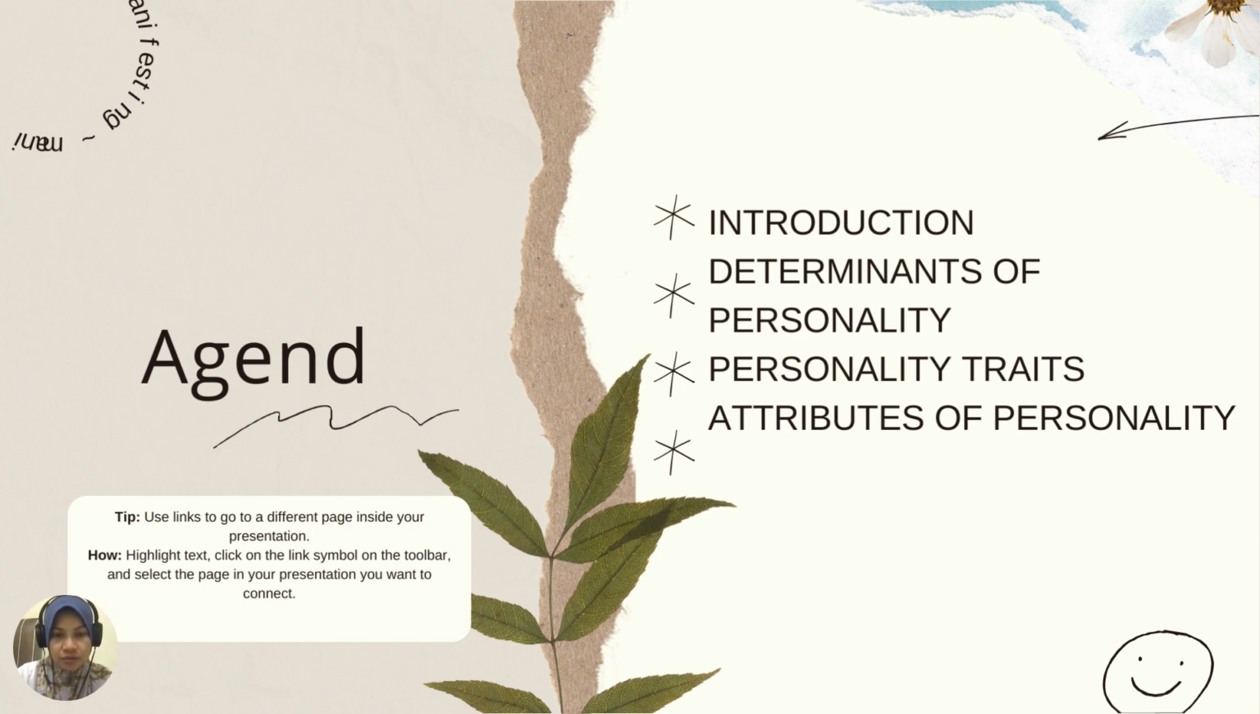There are four agendas in this module. Number one is introduction. Number two is determinant of personality. Number three is personality trait. And number four is attribute of personality.